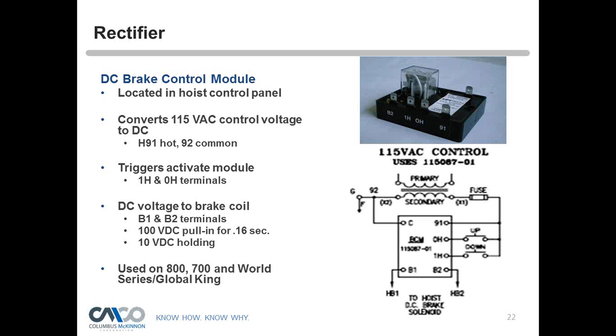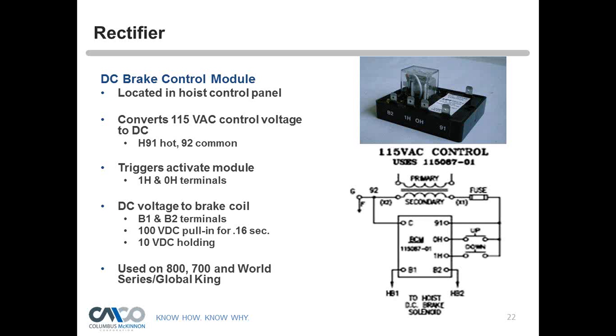And then once it's pulled in, once we have that power, we pull in the discs, and it's 0.16 seconds. Then we use a 10 volt DC holding voltage, so it has a lower voltage for holding it. So again, less wear and tear, things of that nature. Because once we're pulled in, it's easier to hold that magnet in once it's pulled in.